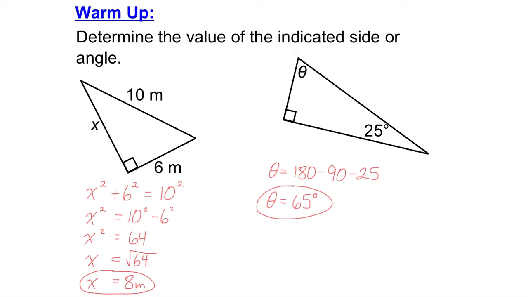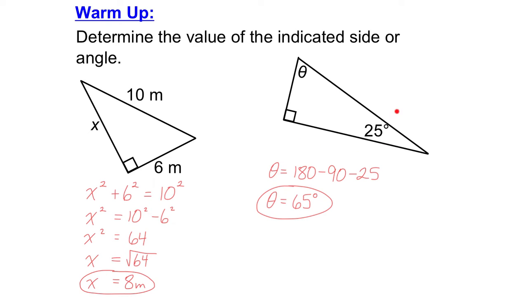Well, here we are. In this question, I have a right triangle. I know two sides, and I want to find the third side. So I can use the Pythagorean theorem: a squared plus b squared equals c squared, where c is the hypotenuse. So when I solve for x, I end up doing a subtraction. Watch out for that. We end up with 8 meters as the answer.